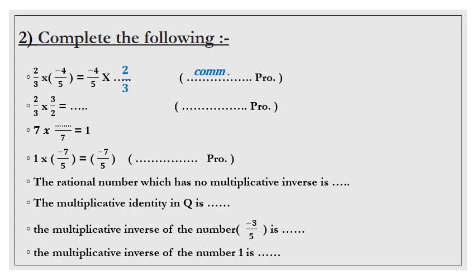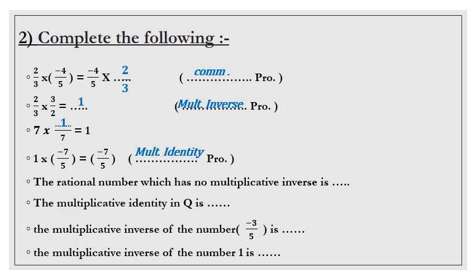Number 2, 2 over 3 by 3 over 2, reverse fraction, equals 1. The property is called what? Multiplicative inverse. Number 3, 7 by what over 7 equals 1? 1 over 7. Okay. Number 4, 1 by negative 7 over 5 equals negative 7 over 5. The property is called identity multiplicative, or multiplicative identity.